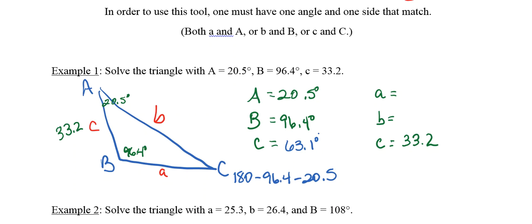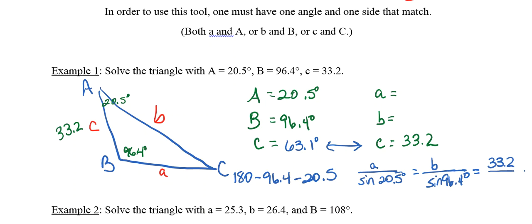Now what that also did, with using the law of sines, we have to have a pair, and so in this case my pair is I know everything about C. I know its angle and I know its side, and that has to occur in order for me to use this tool. So I'm going to go ahead and set up what I know. It's side A over sine of angle A, side B over sine of angle B, and side C over sine of angle C.